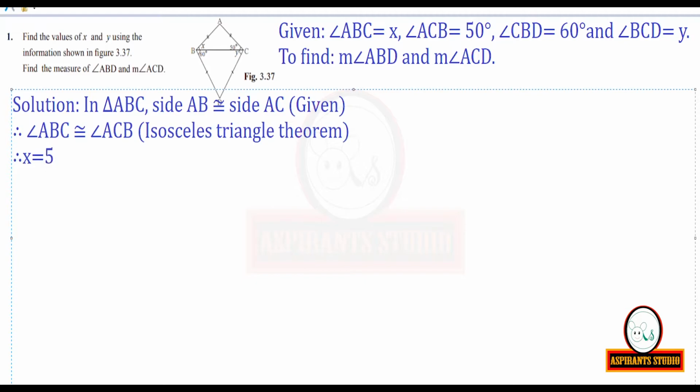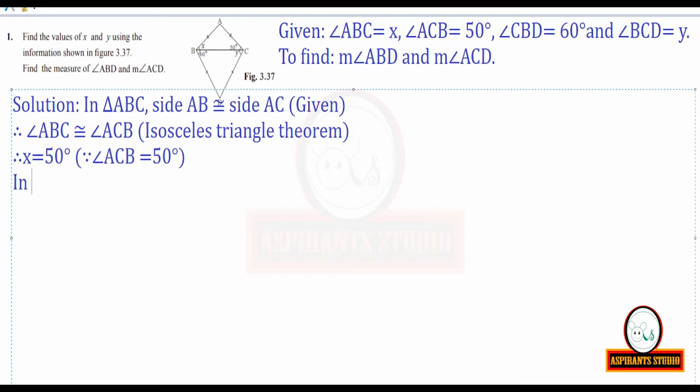But we know that measure of angle ACB is equal to 50 degrees. Therefore, x will be equal to 50 degrees. Measure of angle ABC is written as x because it is given. Measure of angle ACB is equal to 50 degrees. That is also given. Therefore, x is equal to 50 degrees.